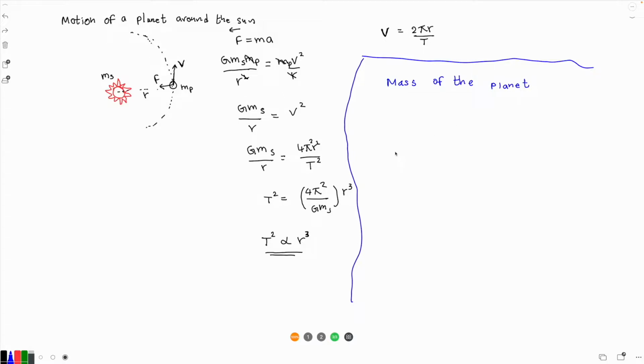To build the equation, I am considering some planet whose mass is capital M, and the radius of the planet from the center to the surface is capital R. Right?